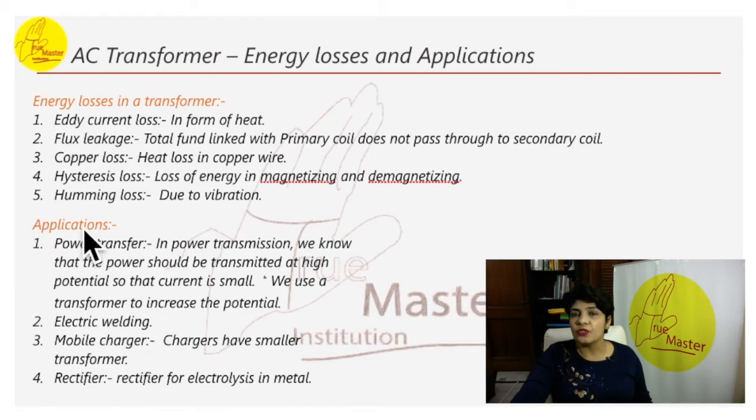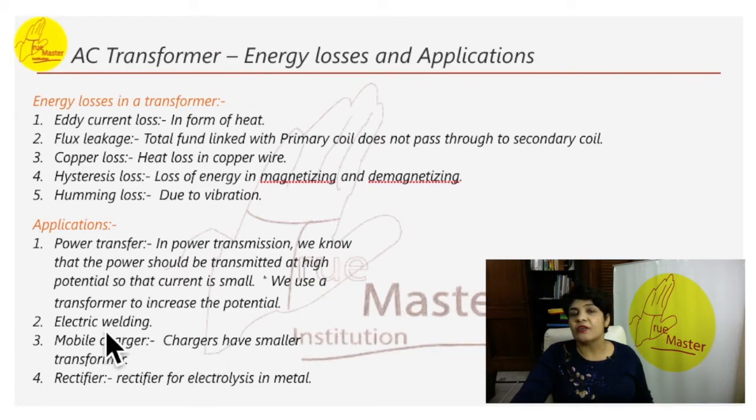What are the main applications of these? They are very useful. Power transfer. I have just explained that in power transmission, the power should be transmitted at high potential, high voltage, so that the current is small. We use a transformer to increase the potential. You've always heard the saying, the electricity transformer has gone bad. So what is actually happening? There is a transformer put up to transmit power from the main generation of power to our houses, and that has got spoiled. This is the power transfer, one place where the transformer is used.